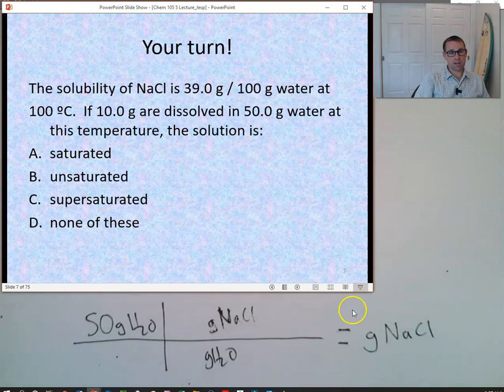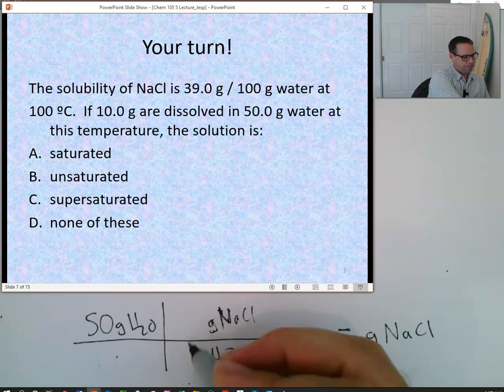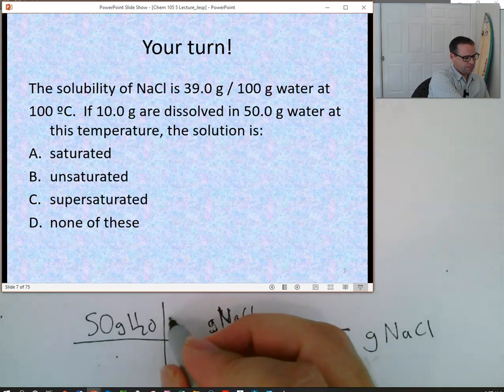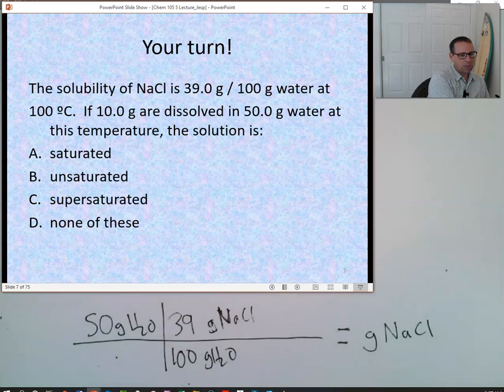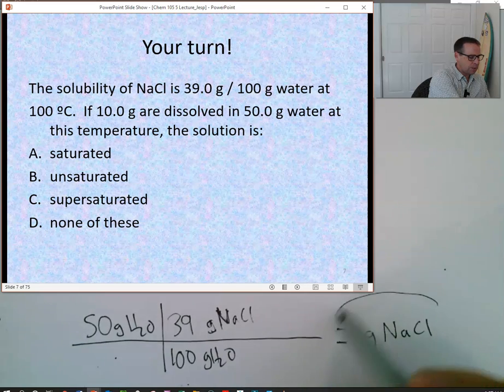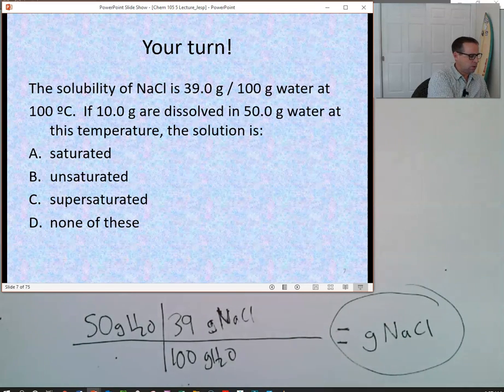Does it say up here that 39 grams of sodium chloride dissolves in 100 grams of water? Yes. So you have 39 over 100: 39 grams of sodium chloride for every 100 grams of water. Right? And now, what will this tell us? It'll tell us how many grams of sodium chloride will dissolve given only 50 grams of water.